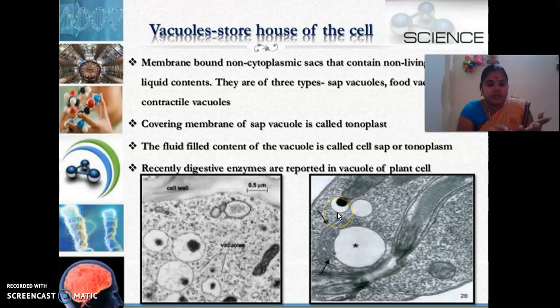There are three types: one is the sap vacuole, one is the food vacuole, and another is the contractile vacuole. The membrane of the sap vacuole is called the tonoplast. The fluid content of the sap vacuole is called tonoplasm, or cell sap. Recently, digestive enzymes have been reported in the vacuole of plants. Understand? These are the two structures of vacuoles. Shall we go for the next one?